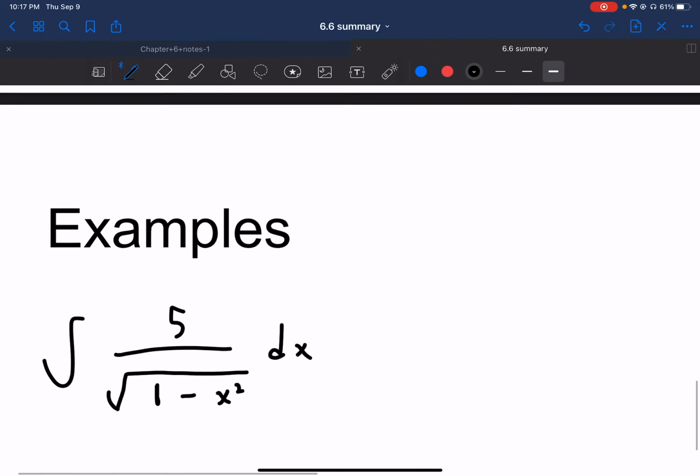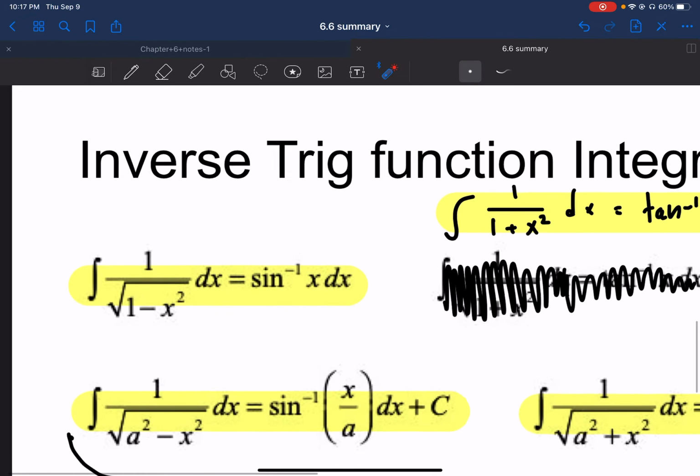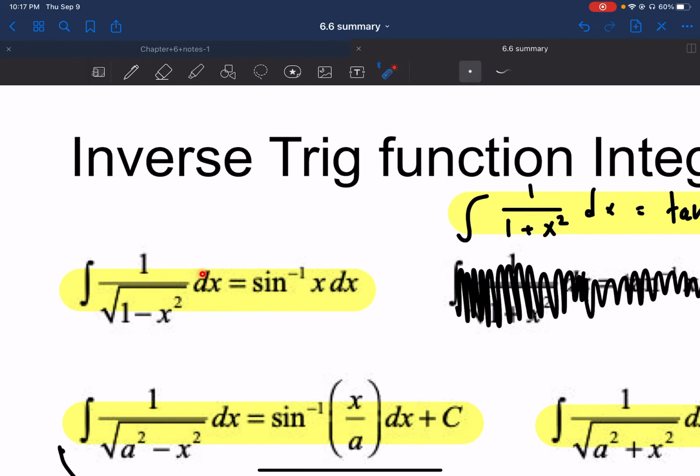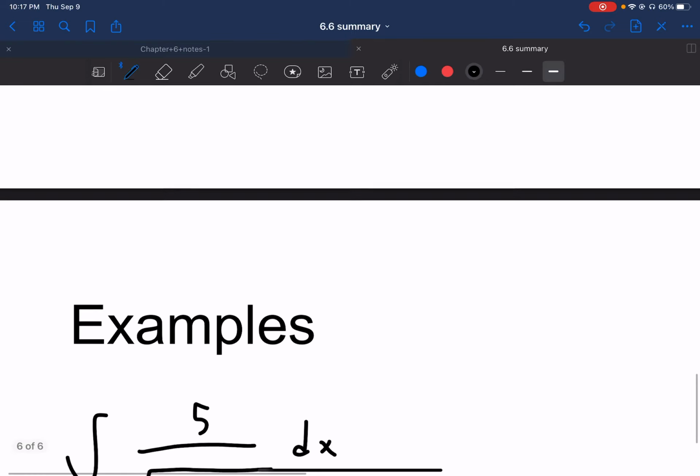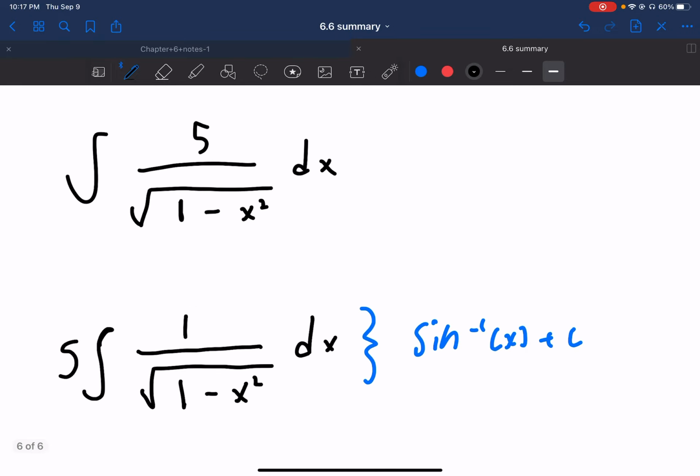So this first example, we have the integral of 5 over the square root of 1 minus x squared dx. If you look at the bottom here, we see the square root of 1 minus x squared, so we go back up here. That's pretty similar to what this is right here. We just need to get this 1 somehow. And this one's fairly simple. Since it is a 5 on top, we could just factor that out. That's what we did right here.